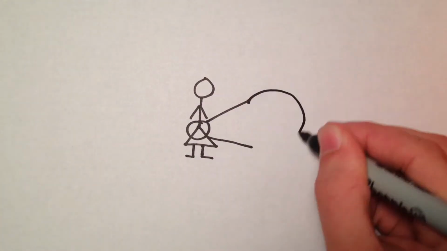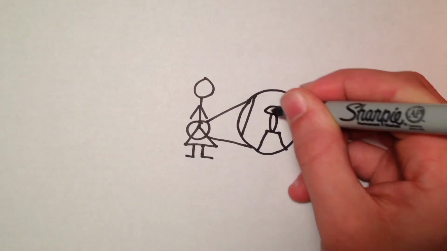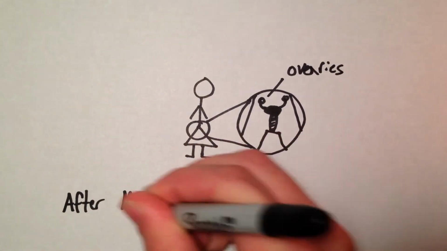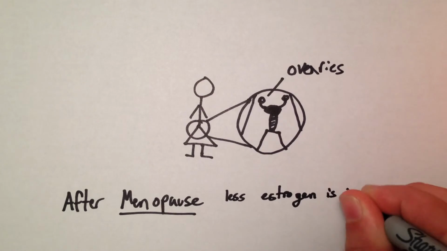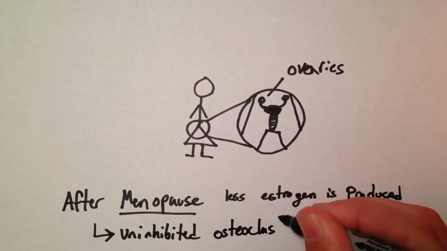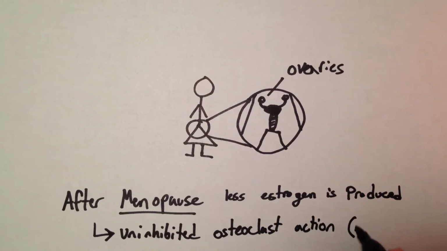Postmenopausal osteoporosis is another instance of when the balance of the hormones is disrupted. After menopause, many women experience a decrease in estrogen. Less estrogen leads to uninhibited osteoclastic resorption, which decreases bone density.